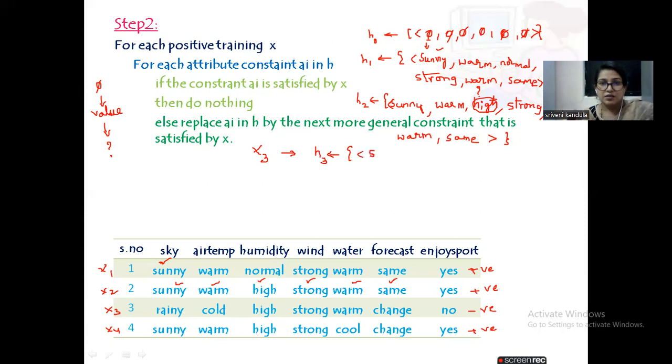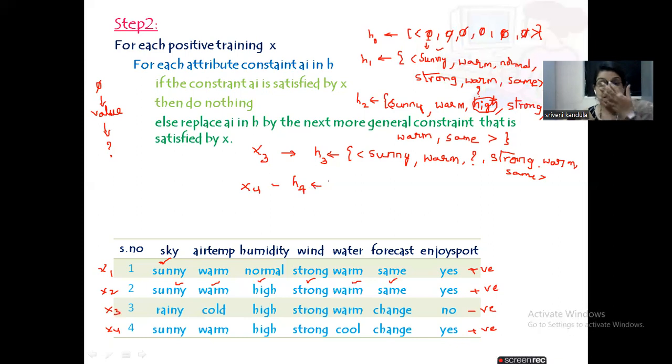H3 is sunny, warm, question mark, strong, warm and same. It is the same as H2. H3 and H2 are the same. So now let us move on to the next example, that is X4. We are moving to example X4. So I'm naming this hypothesis as H4.